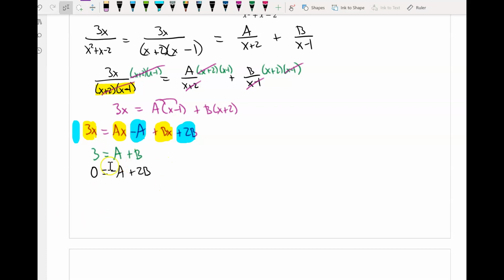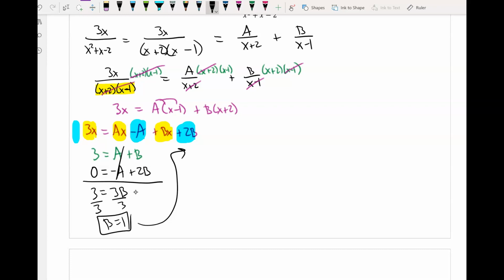Now notice here we can use elimination. We can go ahead and eliminate the a's immediately. So if we add these guys up, these guys go away. So you get 3 is equal to 3b. So now we're going to divide by 3, and we get that b equals 1. So now let's go ahead and figure out a. So I'm going to use the first equation, 3 equals a plus b, and I'm going to plug in b equals 1. So I'm going to subtract 1, and I get that a equals 2.